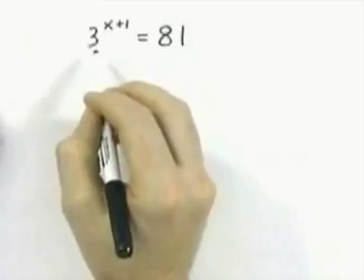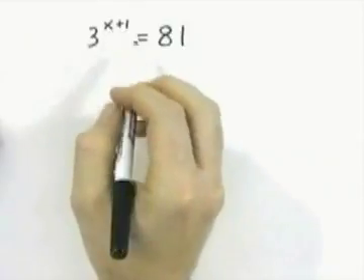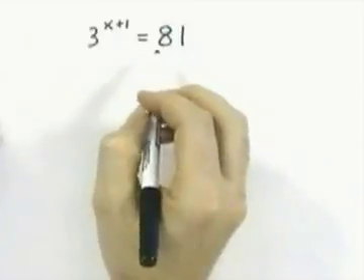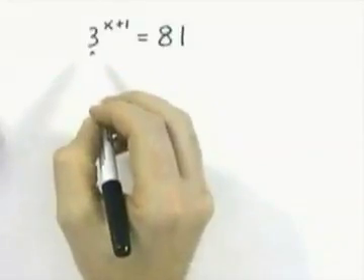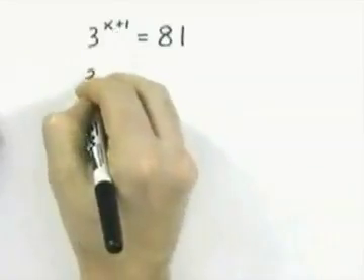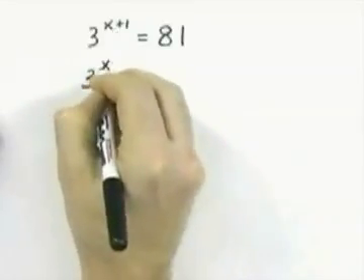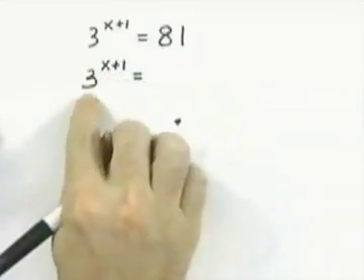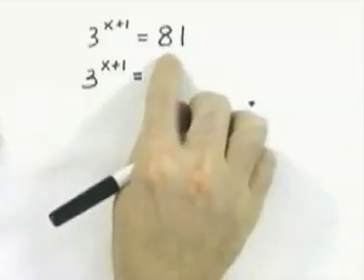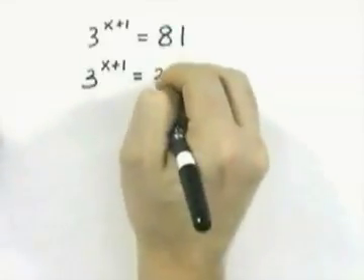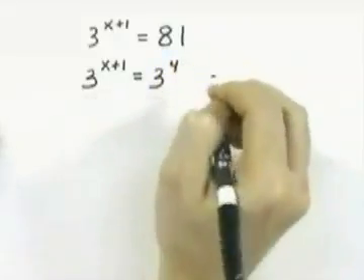We have an equation, 3 to the x plus 1 power equals 81. This is an exponential equation because it involves an expression in the form a to the x power. What we're going to try and do is take the right-hand side of the equation and write it so that it also has a base of 3. Can 81 be written as 3 to some power? The answer is yes. 81 is 3 to the 4th power.